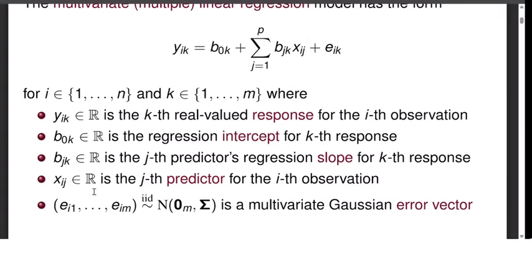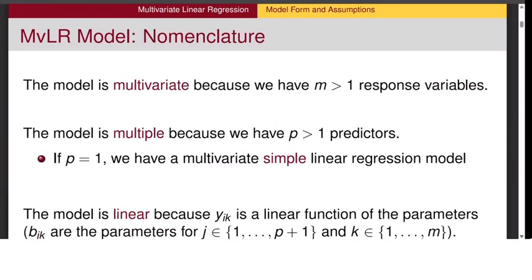And of course, you can see our errors follow an IID normal distribution with a zero here, because the subscript m indicates that we're going to have a zero for each response. Because the number of responses that you have, you're also going to have the corresponding number of errors associated with them. And of course, this is our variance-covariance matrix.